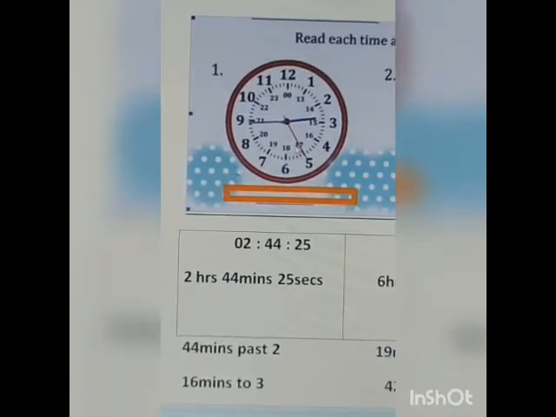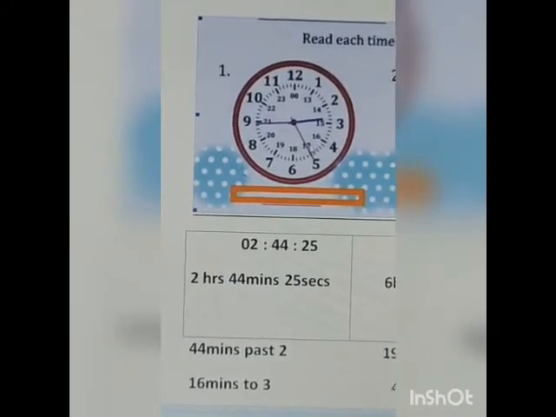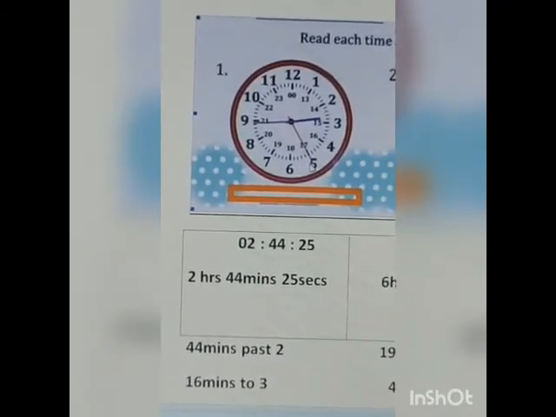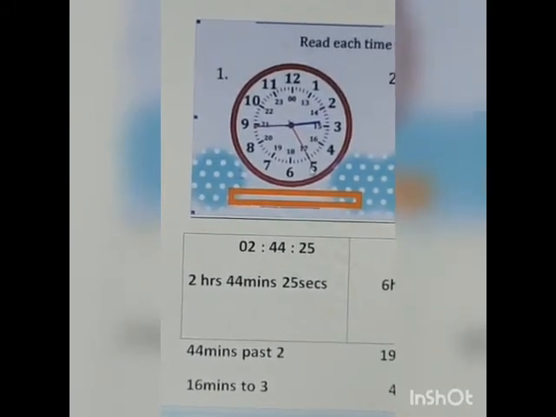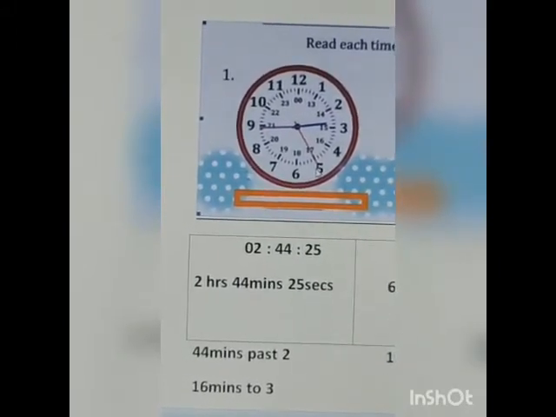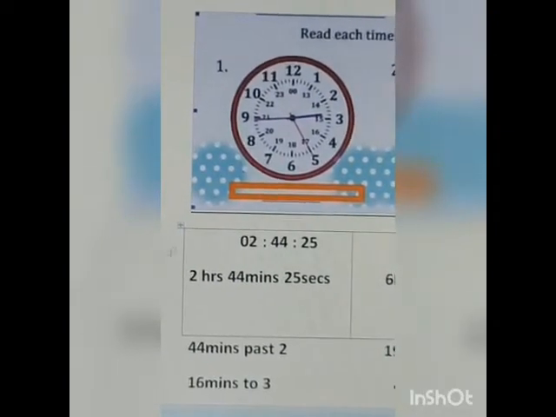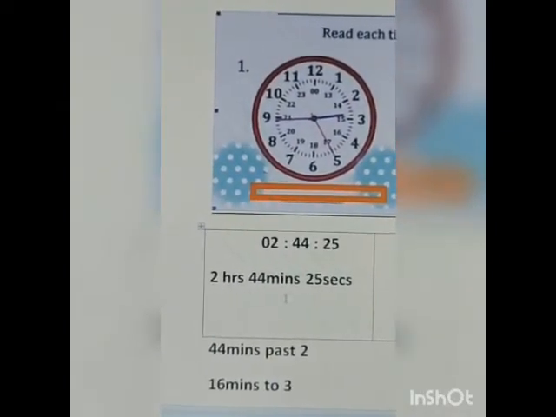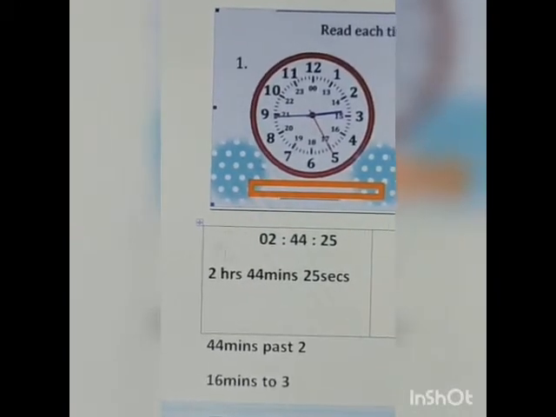Now look at the second hand. This is the biggest hand, this red colored hand, and where is it? The biggest one is at 5. So 5 5s are 25, so 25 seconds. So this clock is showing 2 hours 44 minutes and 25 seconds. It is in numbers.